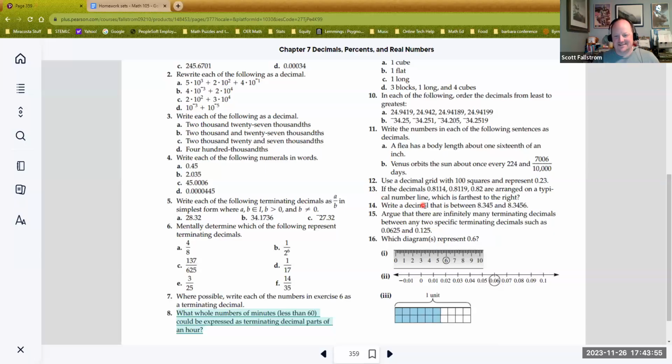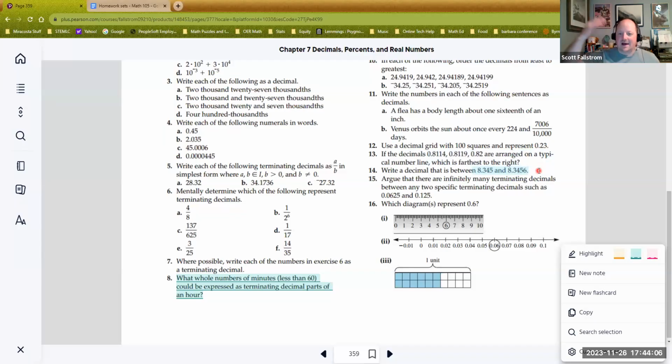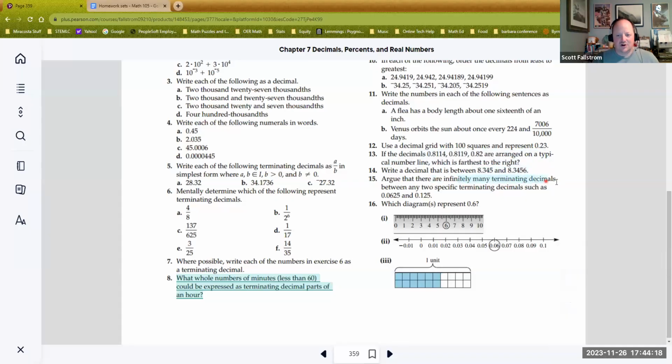Let's see, 13 through 16. So if the decimals are arranged in a typical number line, which is farthest to the right, again, putting things in order, write a decimal that's between these two. Oh, interesting. Okay, remember that idea that we could put additional zeros on values to the right-hand side and not change the overall value of the fraction or decimal. Argue that there are infinitely many terminating decimals between two specific values like this. How would you know there's infinitely many? Maybe there's not. Maybe there's only 10,000 of them. How do we know there's more than that?